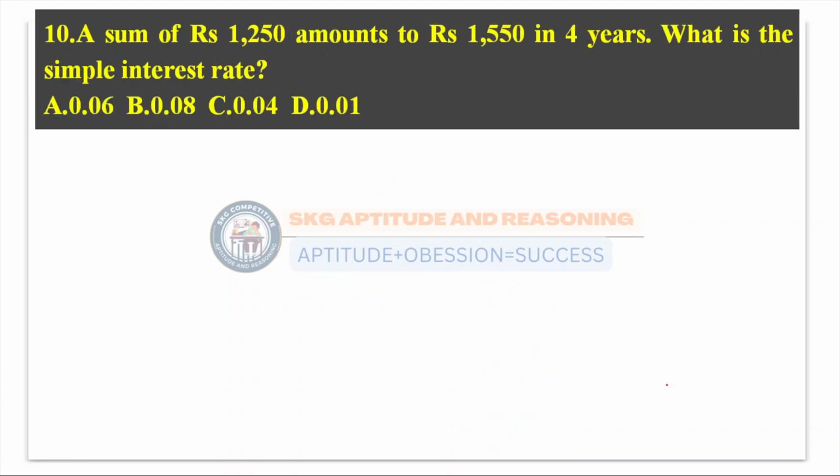And let us go for the next question here. Okay, this will be the next question on a simple interest topic. So the principal is given as 1250 and it will amount to 1550 in 4 years. So what is the difference here? The difference in amounts, 300, will be for 4 years.